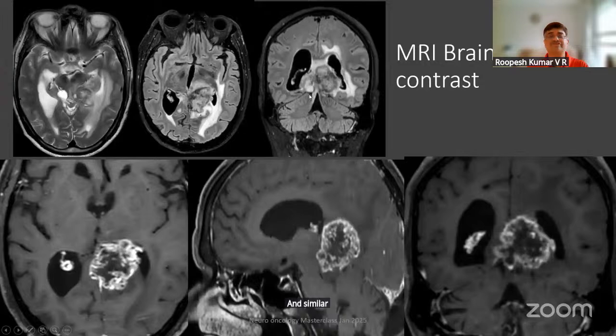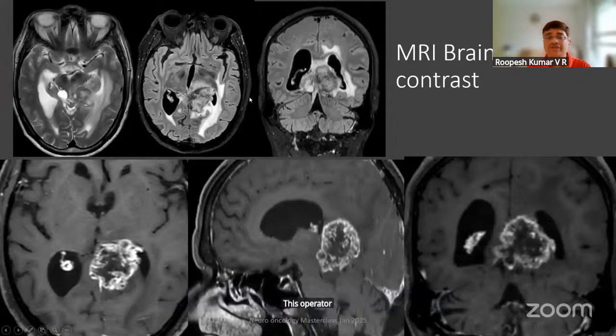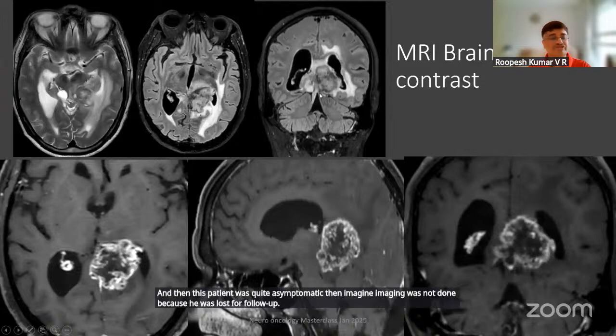So this is a very interesting case in a 64-year-old male. He was operated 20 years back for an epidermoid of the posterior third ventricular region. He was operated by none other than Professor B. Ramamurthy in his institute. And then this patient was quite asymptomatic, and imaging was not done because he was lost to follow-up. He presented to us almost 20 years later with the scan.